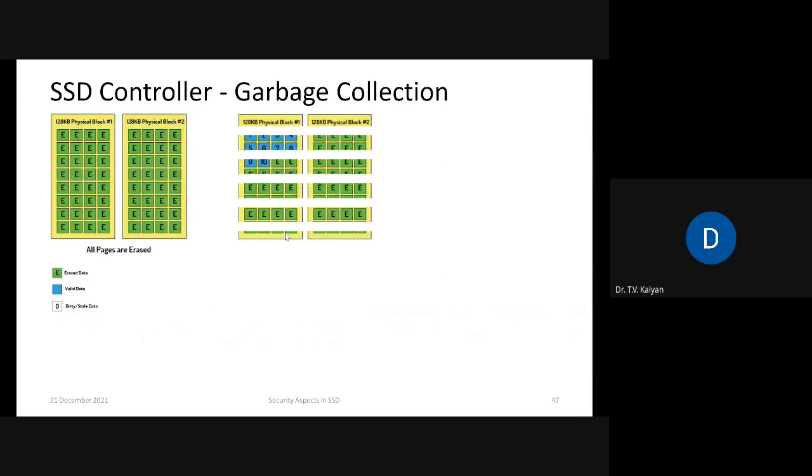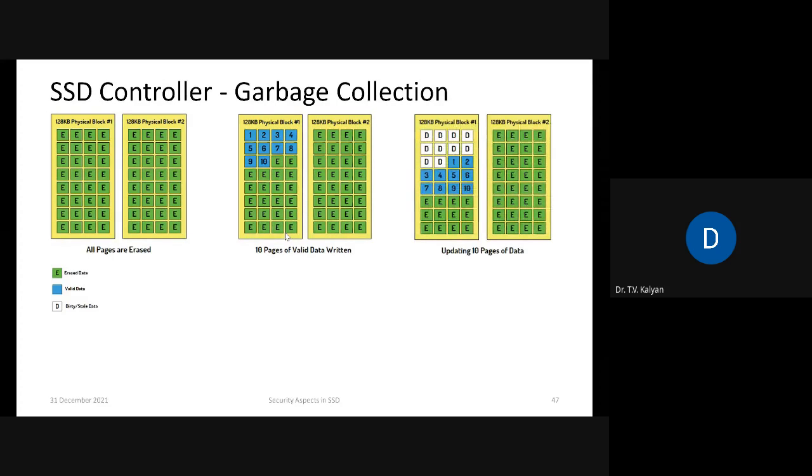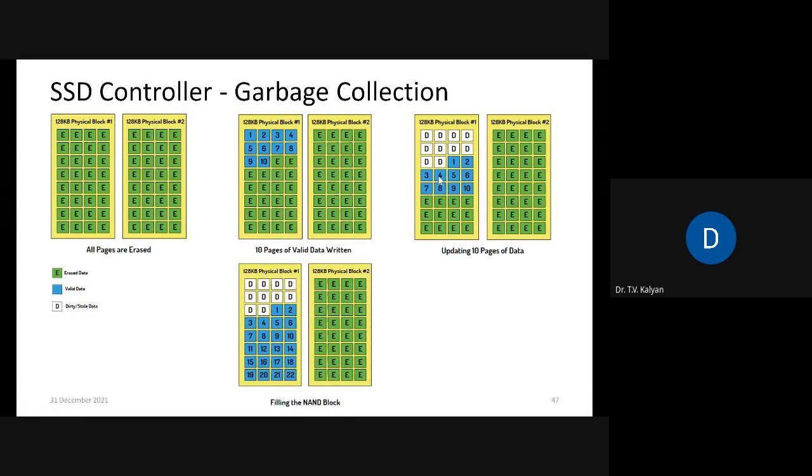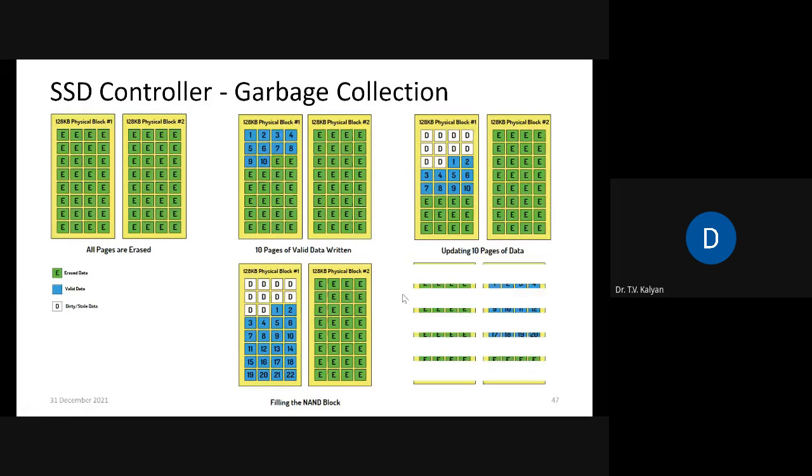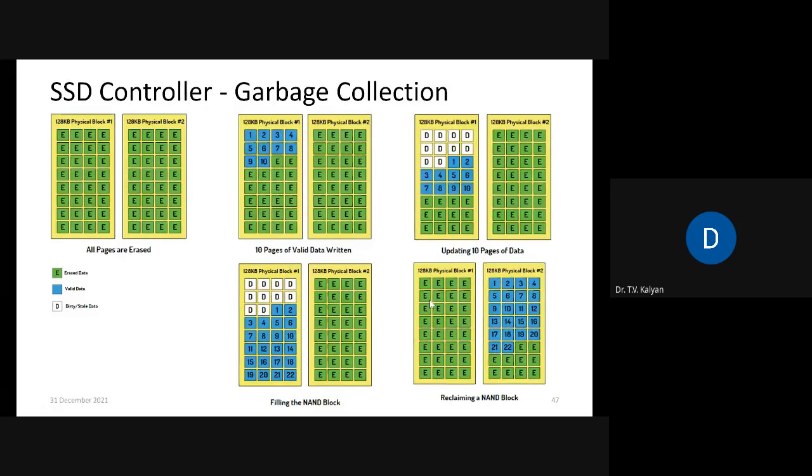So another example here, let's say we start with 10 pages of valid data, and again, let's say the processor has written those 10 pages, so we need to pick 10 new locations, and eventually, let's say the remaining locations in this particular block were also used. At this moment, the garbage collector will decide to move all the valid pages from block 1 to block 2 and erase block 1.